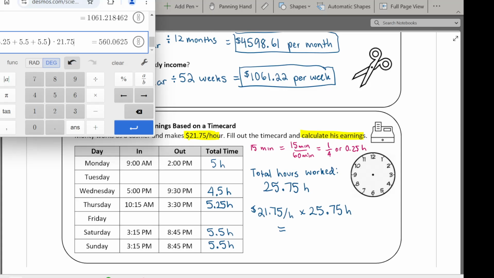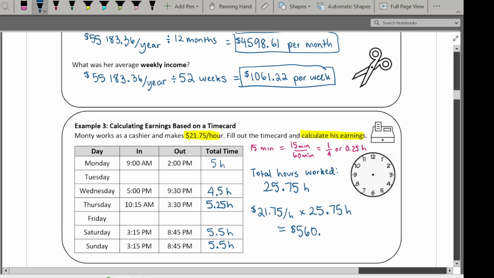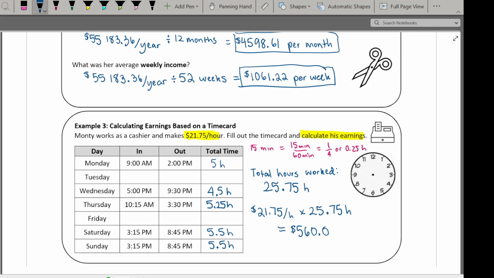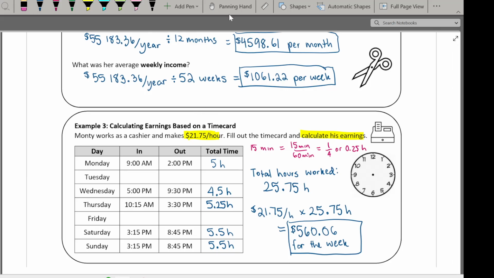So $560.06. Oops, forgot the 0. $560.06 for the week. Box that in. Okay. All right, so that takes us to the end of the lesson.